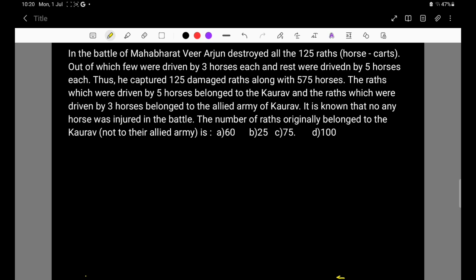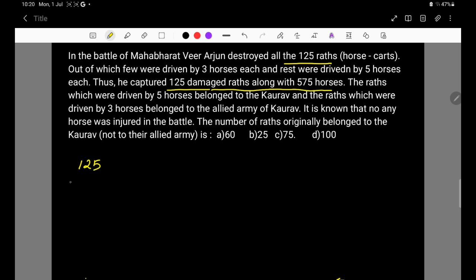Here it is given that in a battle of Mahabharat, Veer Arjun destroyed 125 Raths, and he captured these 125 damaged Raths along with 575 horses. So Arjuna captured 125 Raths and 575 horses. Given that all horses are in good condition, since no horse was injured in this battle.